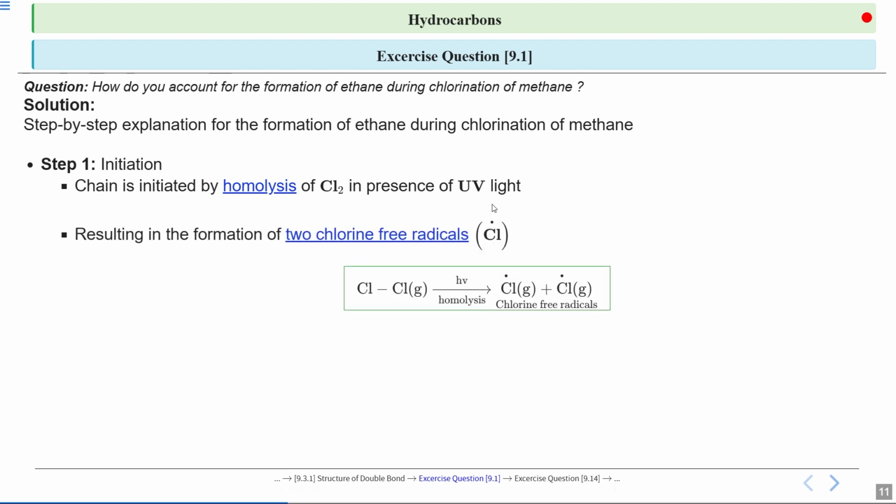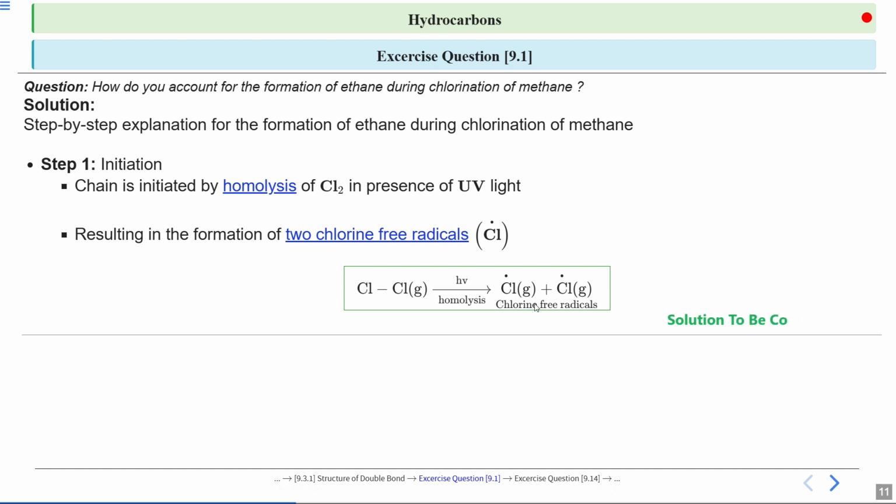Then, during homolysis, the chlorine molecule splits into two chlorine free radicals. These radicals are highly reactive and play a key role in the subsequent steps of the reaction. Remember, this process requires UV light to provide the energy needed for the bond to break. Here we see the chemical equation representing the homolysis of chlorine. Notice how the chlorine molecule, that is Cl-Cl, is split into two chlorine radicals, each represented by a dot. This visual representation helps us to understand the formation of these reactive species.